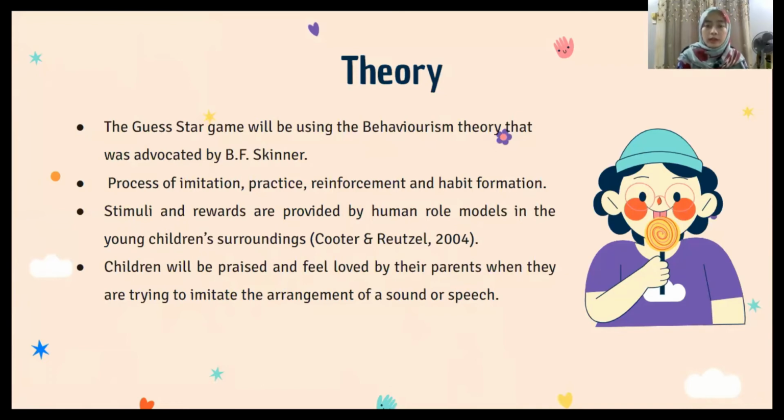This theory believes that young children learn oral language from role models, like their parents. Stimuli and rewards are provided by human role models in the young children's surroundings. Children will be praised and feel loved by their parents when they try to imitate the arrangement of a sound or a speech. Affection shown by the parents, such as kissing or hugging their kids, because they are trying to imitate the arrangement of a sound or speech, is considered a reward for the kids, as they feel loved, and it is to appreciate their effort in learning a language.